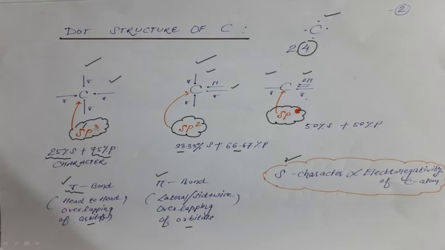The S character of carbon in organic compounds is directly proportional to the electronegativity of the carbon atom. That means if the S character is large, the electronegativity of the carbon atom will be greater, and vice versa. Out of these single, double and triple bonds, in which does carbon have more S character? You can see in the triple bond the S character is large, so that bond is much stronger, and this carbon is highly electronegative in nature.